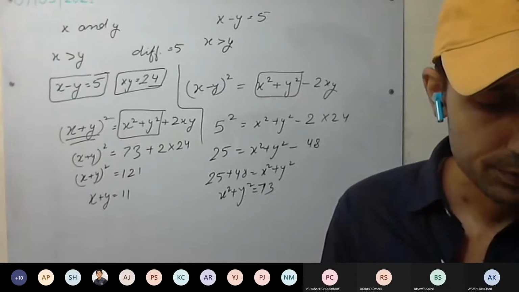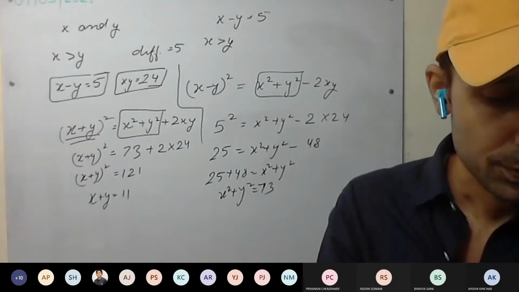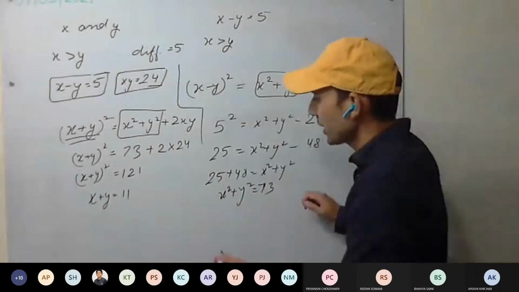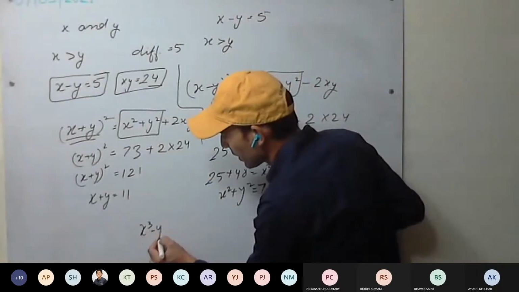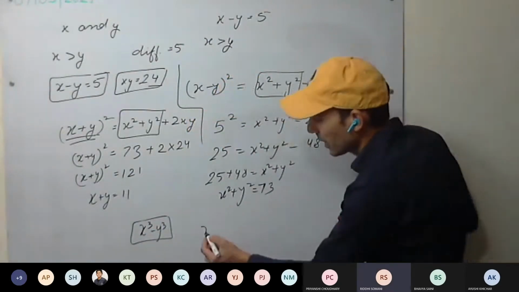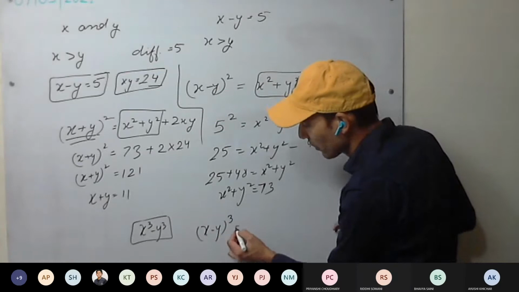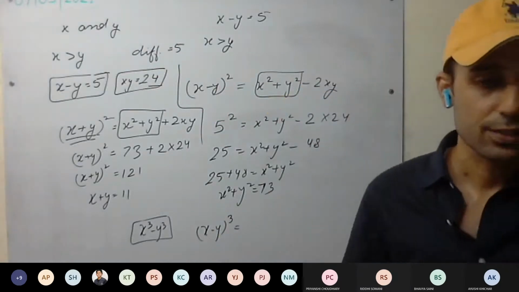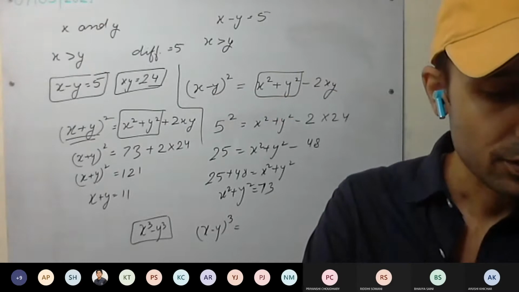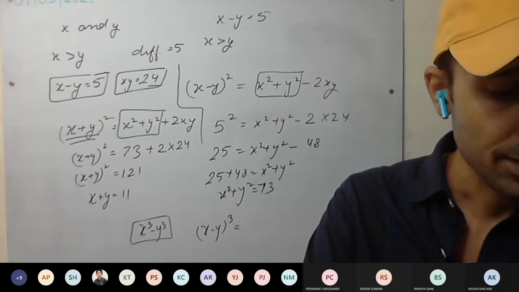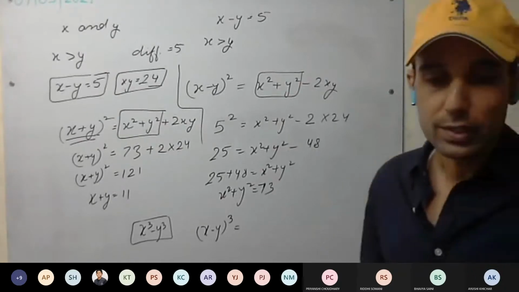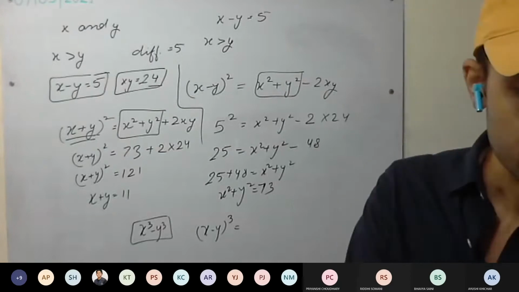Now the difference of their cubes, x cube minus y cube. Which identity will you be using? You can solve that as homework, everyone. X cube minus y cube, and the sum of their cubes, x cube plus y cube. Second and third, do as homework. If you don't get it, ask tomorrow. Clear?